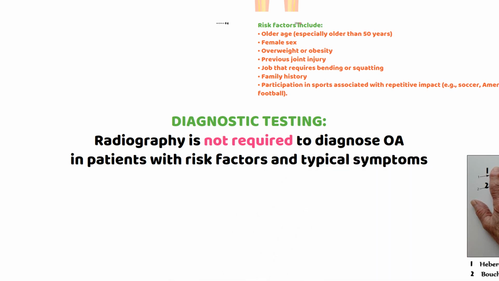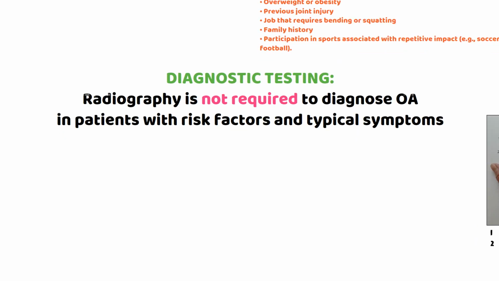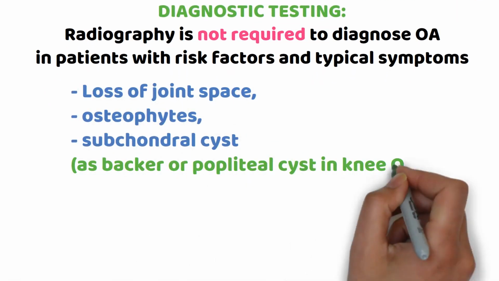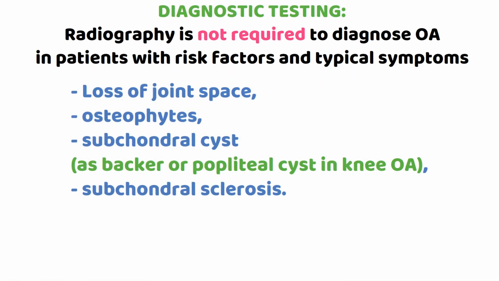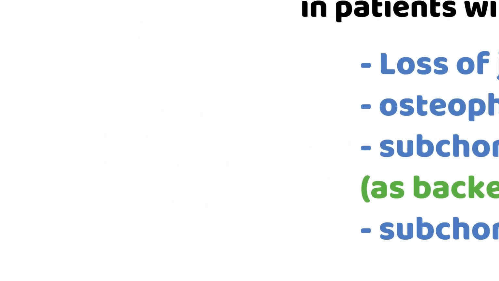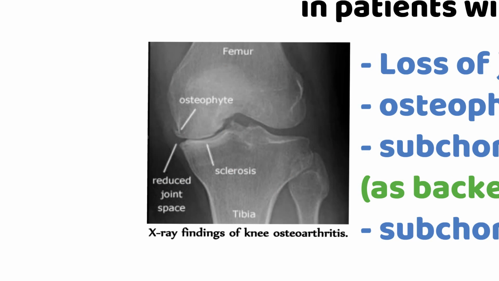Diagnostic testing. Radiography can confirm the diagnosis and may be helpful before surgical referral, but findings generally don't correlate with the symptoms. So radiography is not required to diagnose osteoarthritis, especially in patients with risk factors and typical symptoms. In X-ray, we can notice loss of joint space, osteophytes, subchondral cyst, subchondral sclerosis. Subchondral cyst, as in knee osteoarthritis, in the form of Baker or popliteal cysts.